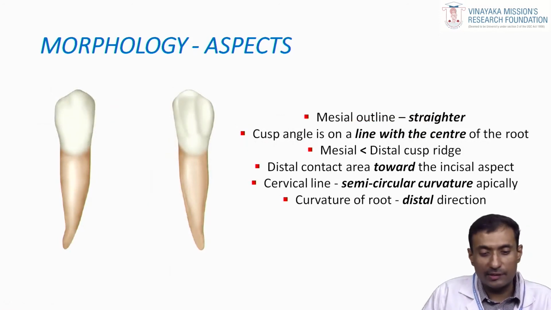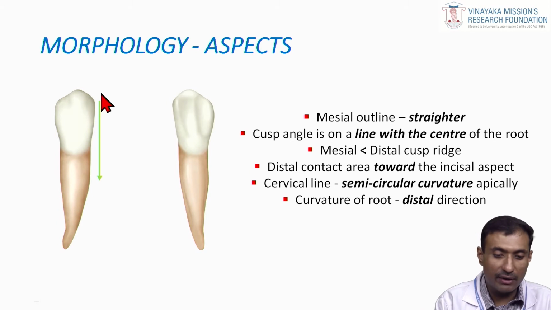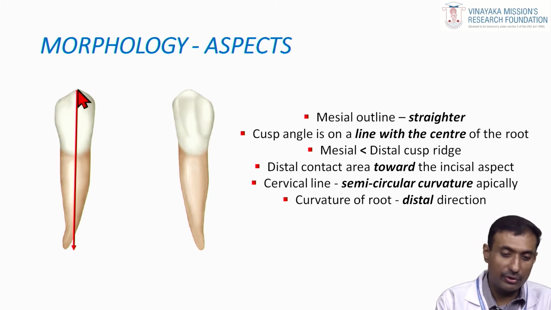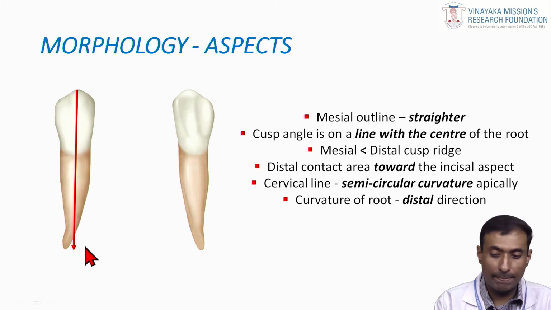Moving on to the morphological aspects, when we see the tooth from the buccal or labial and the mesial aspects, a few points have to be noted. First, the mesial outline is straighter when compared to the distal outline. As you can see here, I have marked the mesial outline, which is straighter when compared to the distal aspect. The cusp tip is in line with the center of the root. That is, as you can see in this picture, if you were to draw a line, it would almost equally divide the tooth from the cusp tip to the root tip.